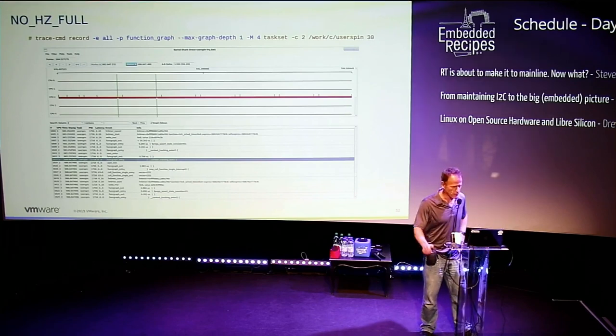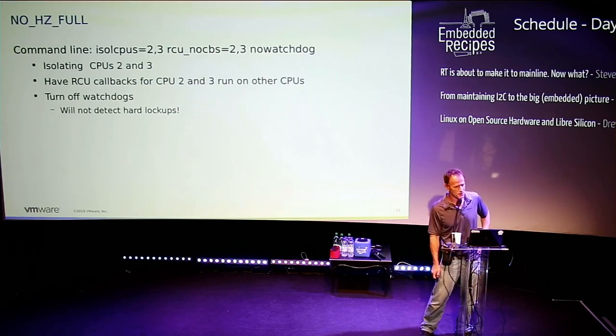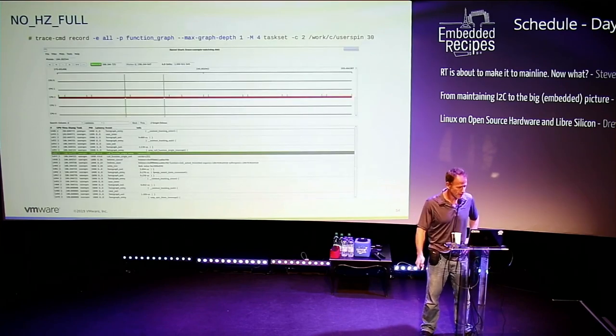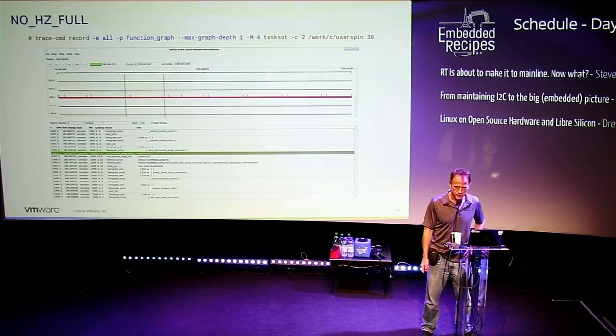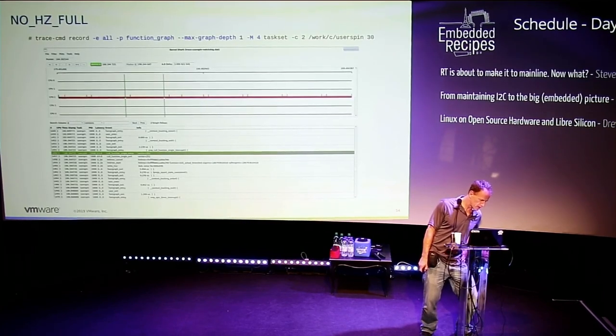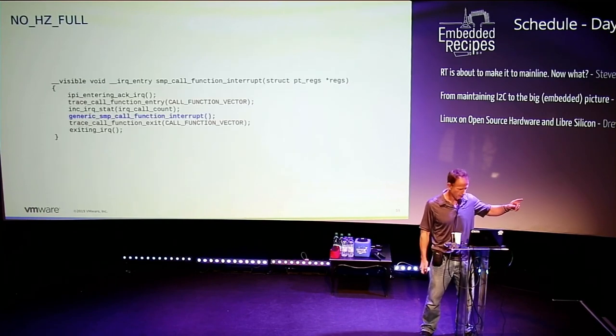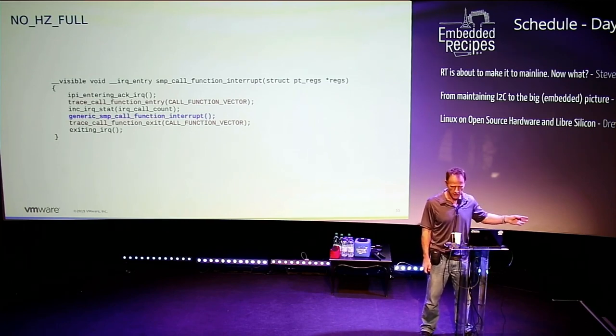At Plumbers, I mentioned this, and Thomas said, did you turn off the watchdog? Whoops. Okay, so I turned off the watchdog, because I found out a watchdog was happening. Still, I had events. I said, what the heck is going on? So I zoomed in there, and back here you can see, looking at this vector and the trace event, that the trace event I found was call function entry. I looked at where it was being hit and asked why. Then I looked at the code within it, this generic SMP function call interrupt, and thought, okay, let's see what that is.